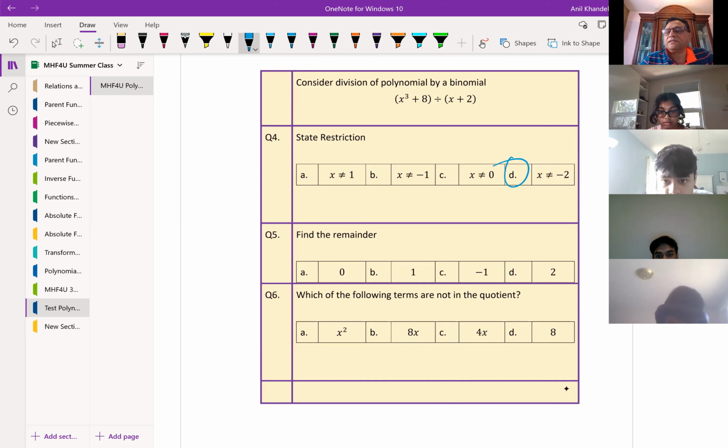2. Anybody else can give a straight answer? 0. This is a factor, you know that, right? We are basically okay. Minus 8 plus 8. Right? Minus 2 cubed plus 8 will be 0, correct? Yep. Okay. 0. Part C, 6. Which of the following terms are not in the quotient? Tell me.